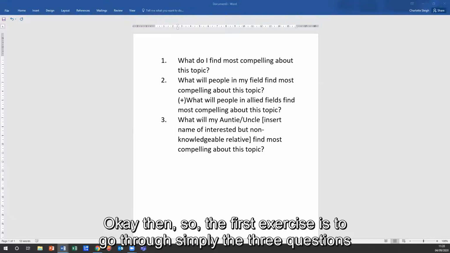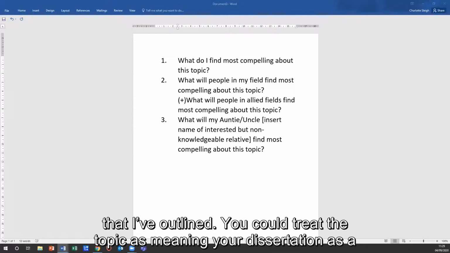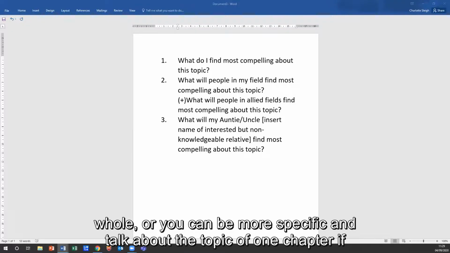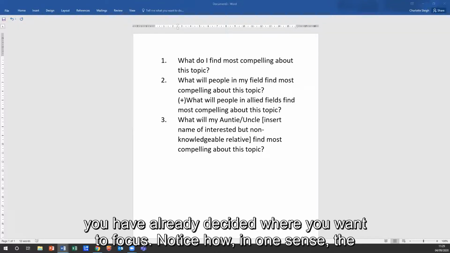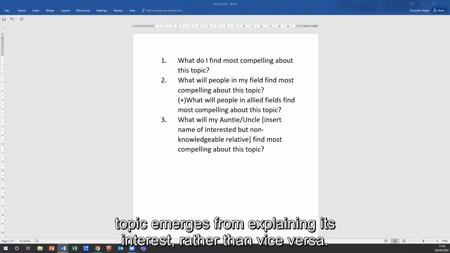Okay then, so the first exercise is to go through simply the 3 questions that I've outlined. You could treat the topic as meaning your dissertation as a whole, or you can be more specific and talk about the topic of one chapter if you've already decided where you want to focus. Notice how, in one sense, the topic emerges from explaining its interest rather than vice versa.